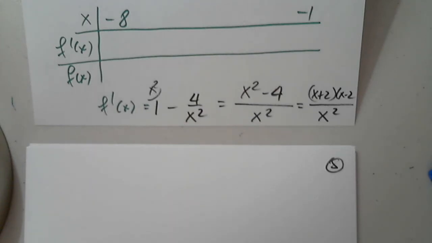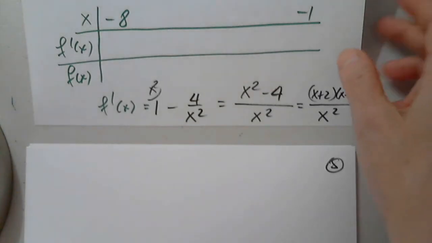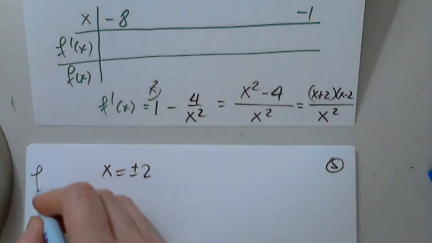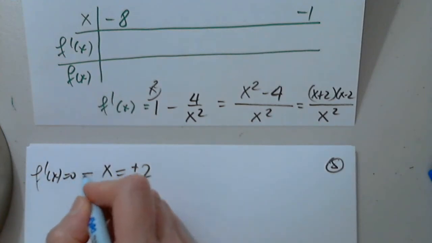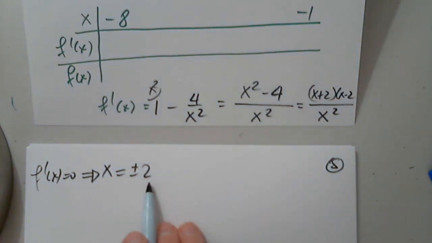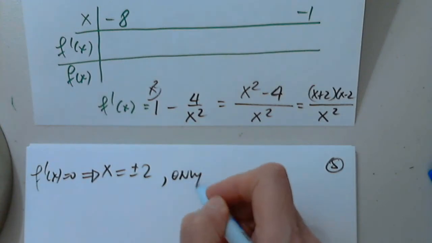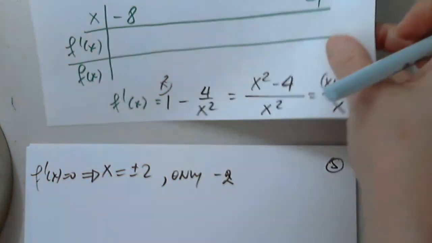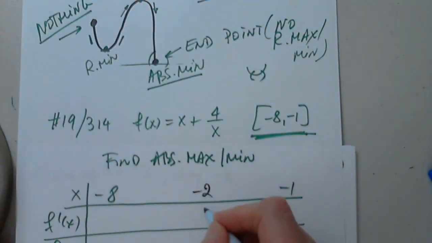So if we're only in the limits of -2, I guess. So what are the critical numbers? Wouldn't it just be -2 because 2 is not in the domain? Absolutely. So I have to write x equals plus or minus 2. So f prime of x is 0 implies x equals plus or minus 2. And then I'll say only x equals -2. Correct. Excellent. So -2 and 0.